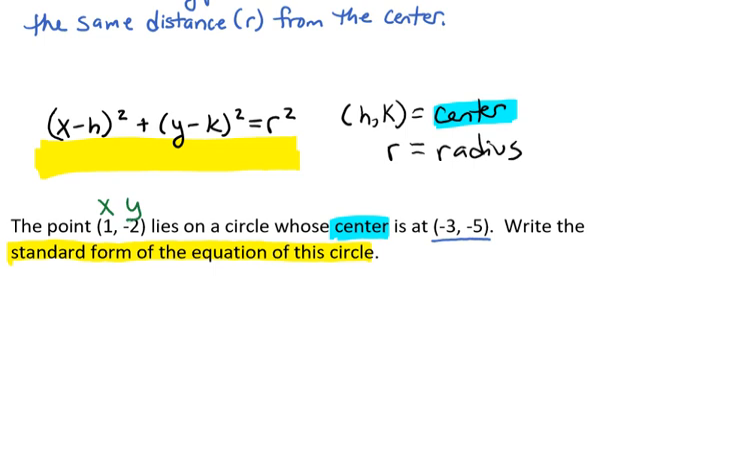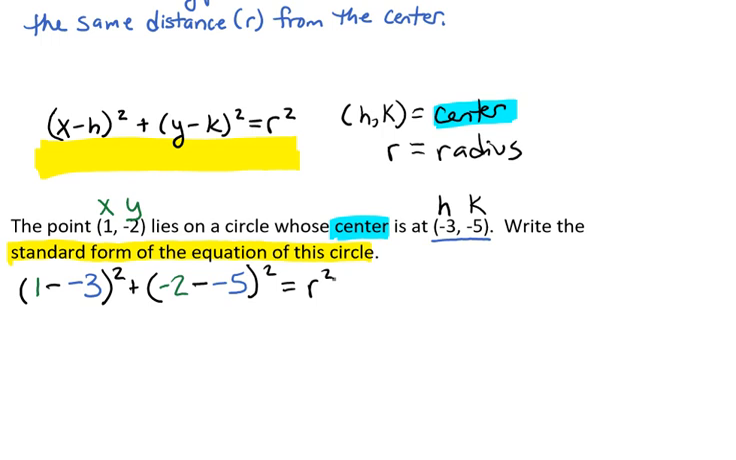So as we go to plug this into our equation, we're going to have (1 minus our h), remember, this is our h and this is our k, so (1 minus our h) quantity squared, plus our y, which is -2, minus our k, which is -5, quantity squared, and that's going to equal our r squared.